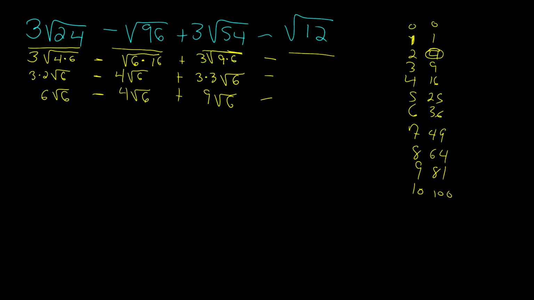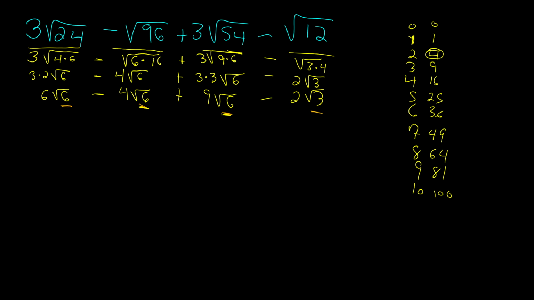And then root 12, well, that's 3 times 4. And the 4 is a perfect square, so that comes out as 2 root 3. And now I have 4 terms, but I have like terms here. I have 3 like terms and 1 different term.